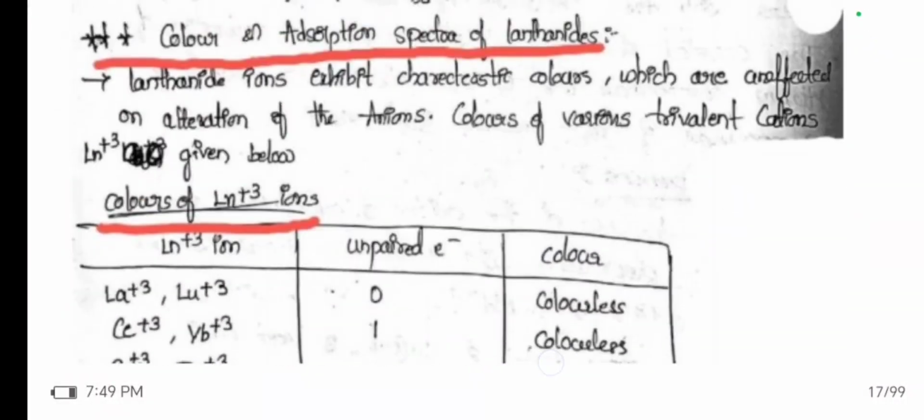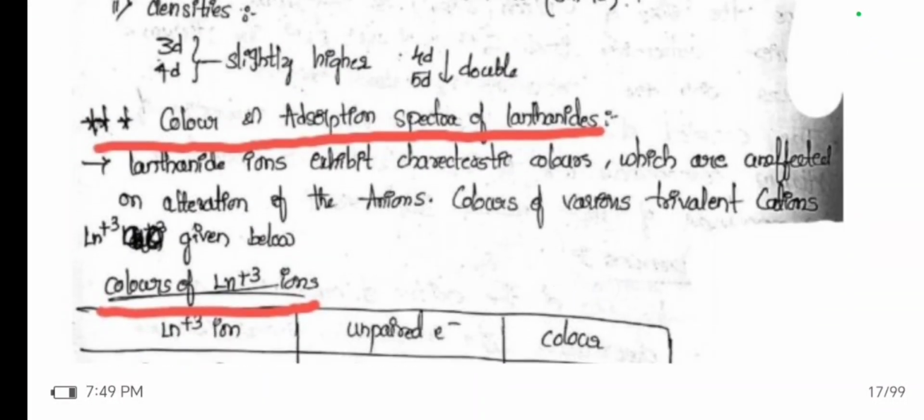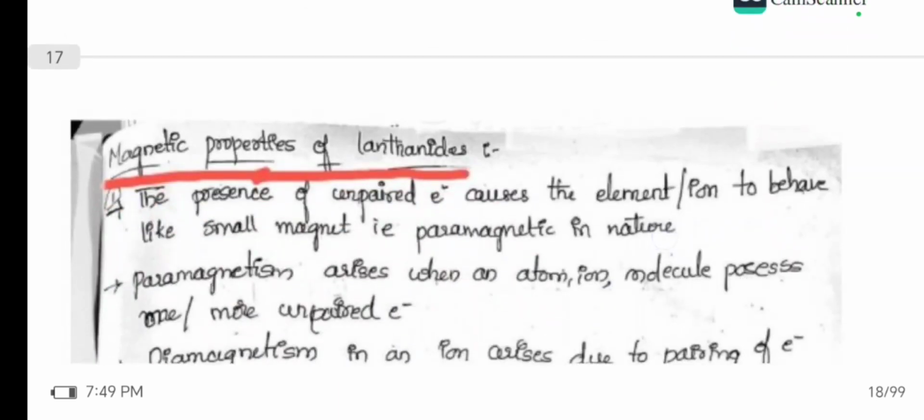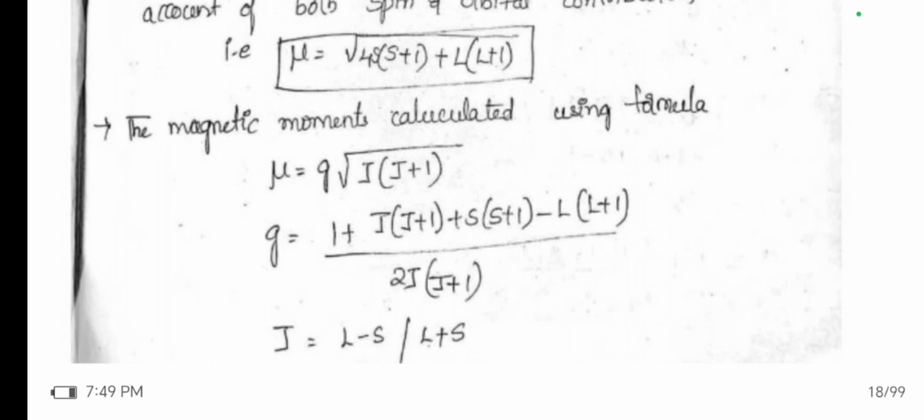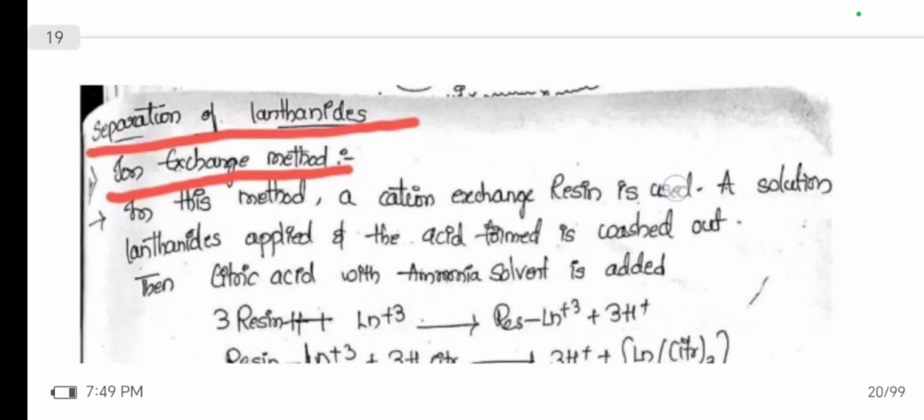Okay, no need to practice all this. Remember the headings. Okay, color properties, magnetic properties. For magnetic properties, at least remember this formula. Next, complex formation. This is not important. Next, separation of lanthanides. This question is important.